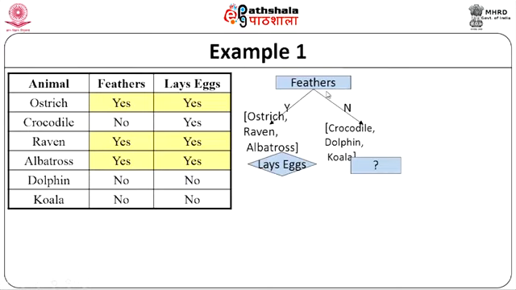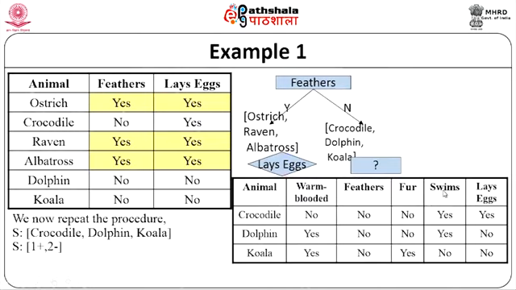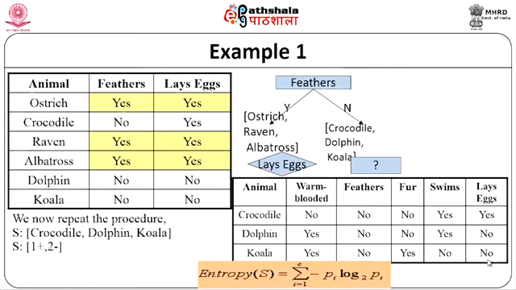We have chosen the first attribute, the root of the tree, as feathers based on the maximum information gain, which we found by considering the values corresponding to the decision attribute. Now, the yes we do not have to consider, we have to consider only the no of feathers. So it reduces to 3 records. We do not consider feathers, we consider warm blooded, fur and swims, and see which we should use. So we repeat the procedure for crocodile, dolphin and koala, which gives 1 yes and 2 no's. The set I am considering is not 6, it is only 3. For this set I have to find the entropy.